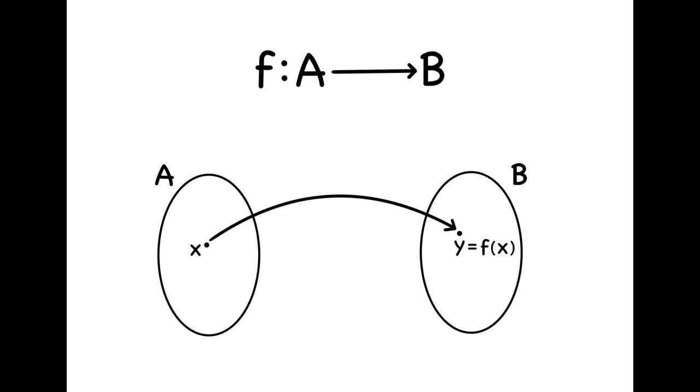Let A and B be two sets. A function from A to B associates each element x of A to a unique element y of B, which is denoted by f(x). The Cartesian product of sets A and B is the set of all ordered pairs (x, y) such that x is an element of A and y is an element of B.